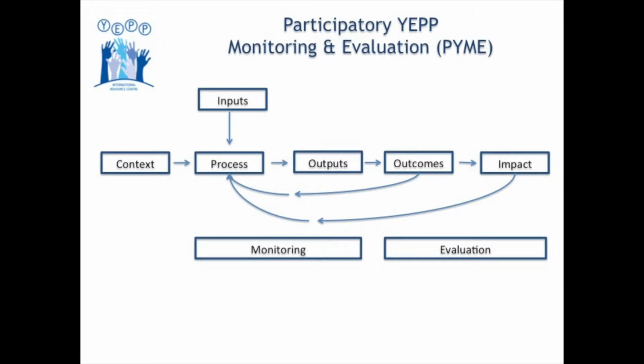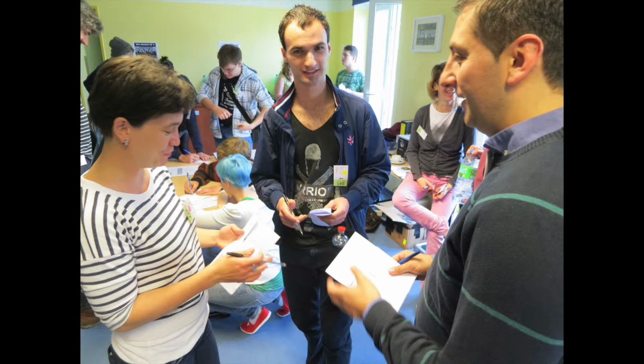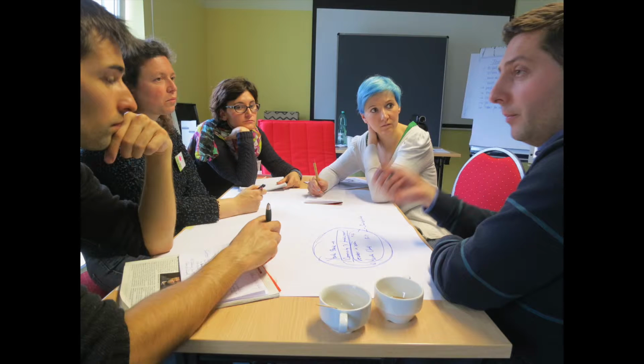So let me take you through different steps of the PYME design and explain to you in detail what each step means. So the first step is context. Context is the analysis of the situation in the YEPP local site at the beginning of the cycle of change. And when we talk about the context, we talk about assessing the geographic and historical background of the YEPP local site and considering its economic, political and social situation at the present time.